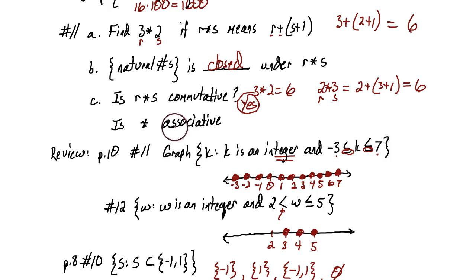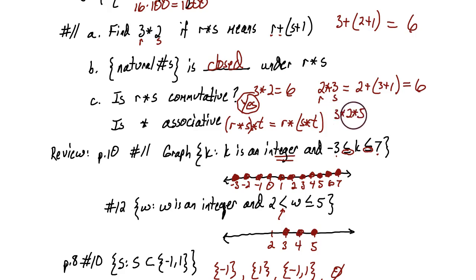Is the star operation associative? For an operation to be associative, there first have to be 3 members. We might call them R star S star T. Associative also involves grouping. An operation is associative if when you group the first 2 together, you get the same result as if you had grouped the next 2 together. Let's try one example and see what happens.